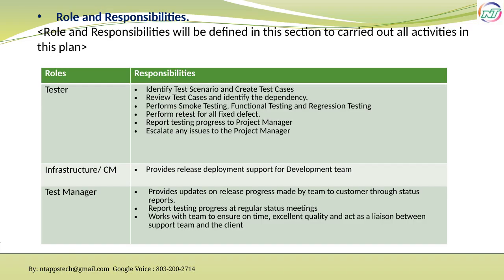In this section, we define the roles and responsibilities that support the activities outlined in our test plan. The tester plays a crucial role by identifying test scenarios, creating and reviewing test cases, and managing dependencies. They carry out various types of testing, including smoke, functional, and regression tests, and ensure all fixed defects are retested. Testers also track progress and report any issues to the project manager.